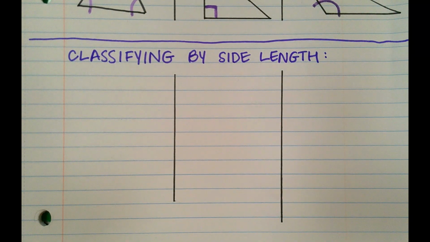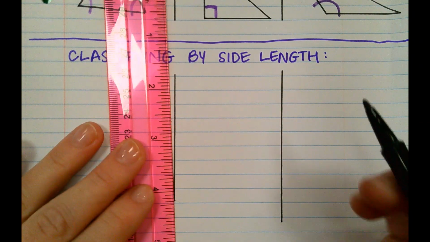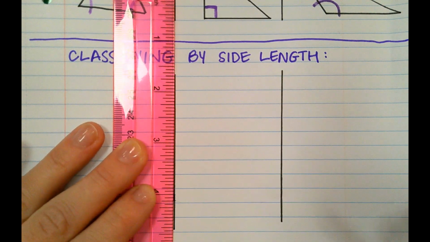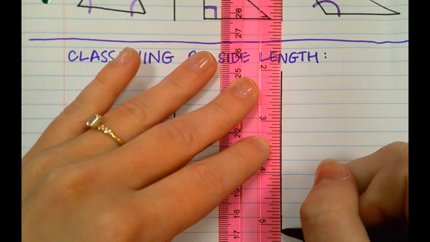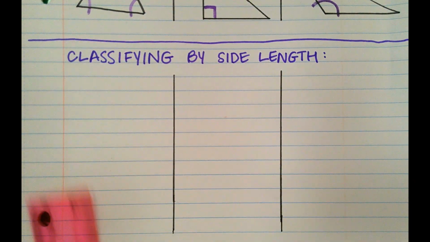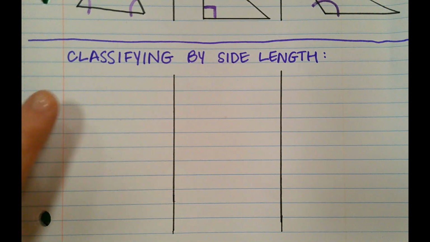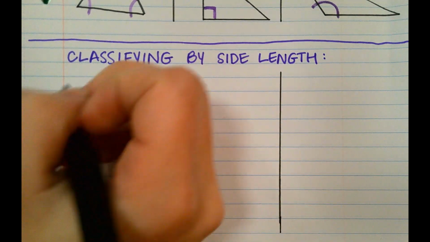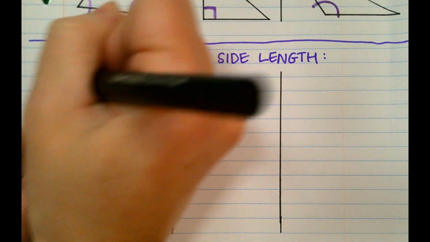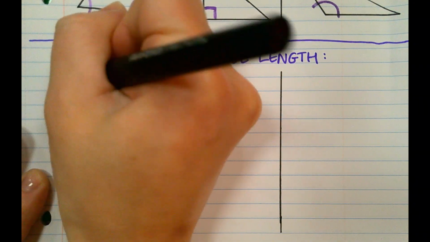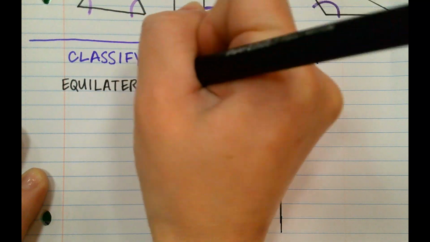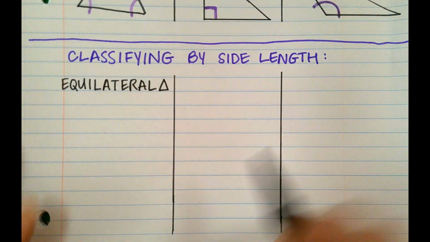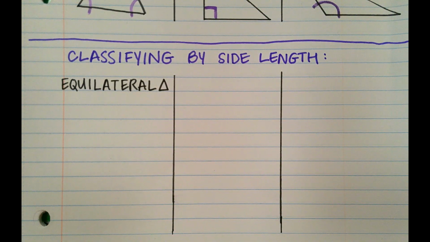So for classifying by side length, draw those even. Okay, close enough. So for side length, we're going to start with our first title, equilateral. That is E Q U I L A T E R A L. Equilateral triangle. That's a mouthful.